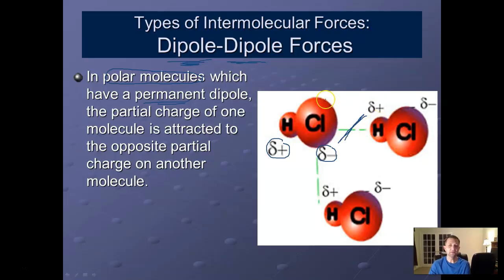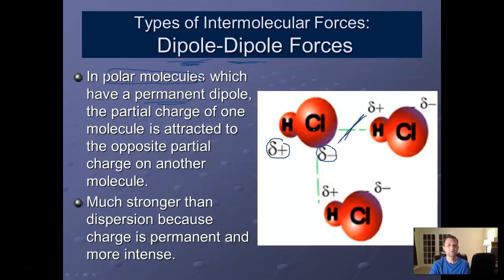So HCl is relatively polar, but if there was another atom here, like HF, which we're going to look at next, that would have a stronger attraction because fluorine has a greater electronegativity. The difference will be bigger. So this is much stronger than dispersion for similarly sized structures.